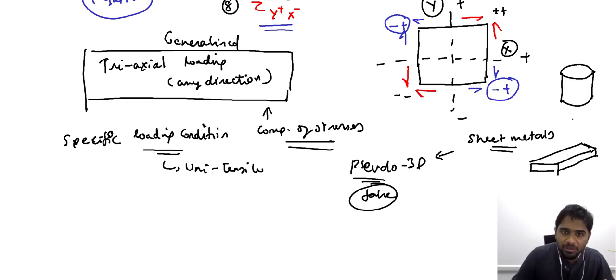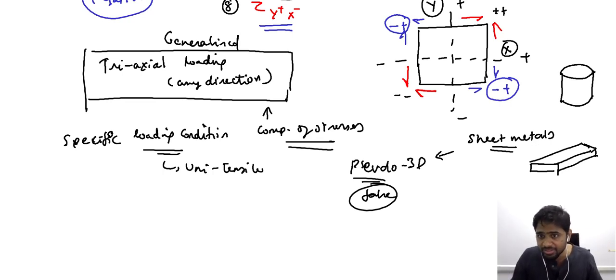So from this generalized understanding, let us consider how the mechanical condition experienced by the sheet metal would vary. This is what we will be considering in the subsequent lecture.